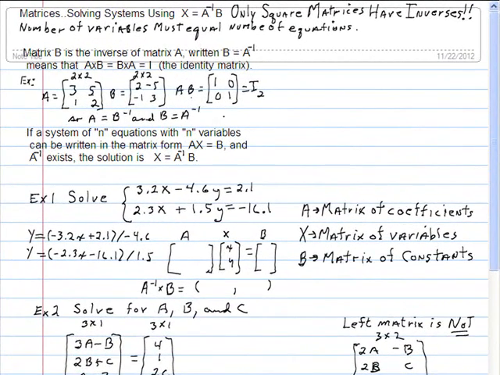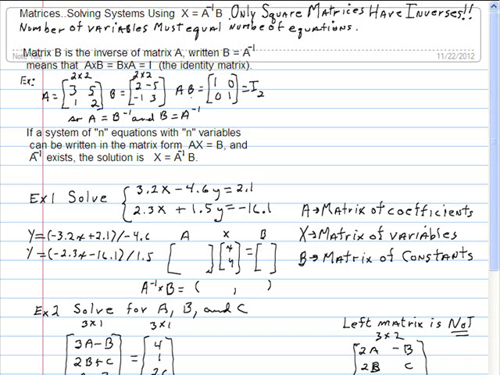This podcast is called Matrices: Solving Systems Using X equals A inverse B. I immediately make reference to a matrix called A inverse, and I need to make a couple of points here. First point is that only a square matrix has an inverse. Only square matrices have inverses.